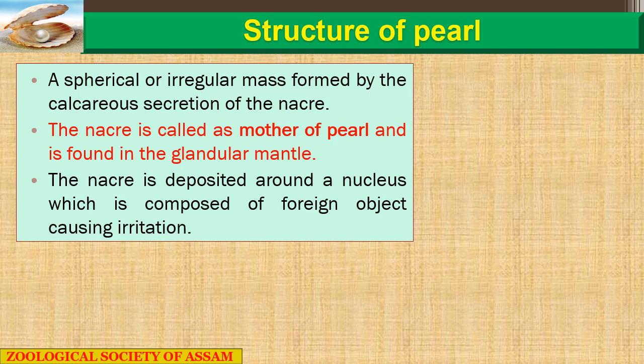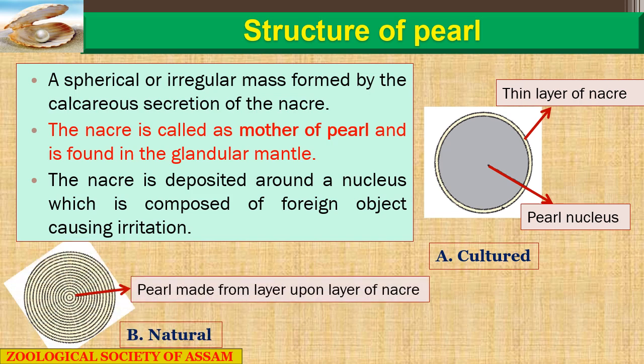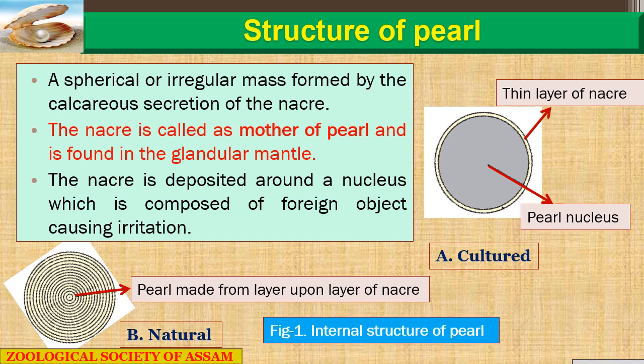The diagram A shows the structure of pearl in cultured form, whereas B shows the pearl formation or the structure of pearl in natural form.